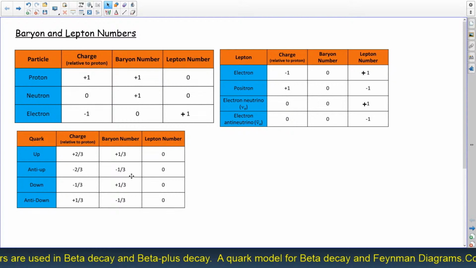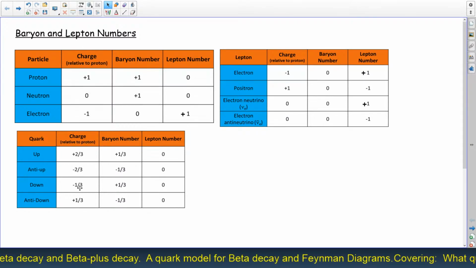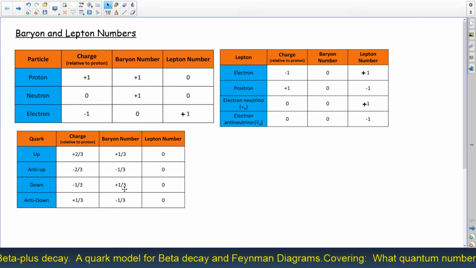The anti-up has baryon number minus a third and charge minus two-thirds. And then the down quark has negative a third for its charge, and baryon number plus a third.